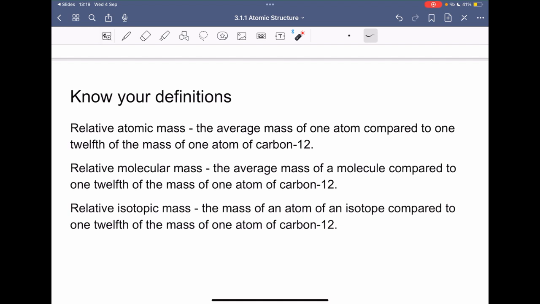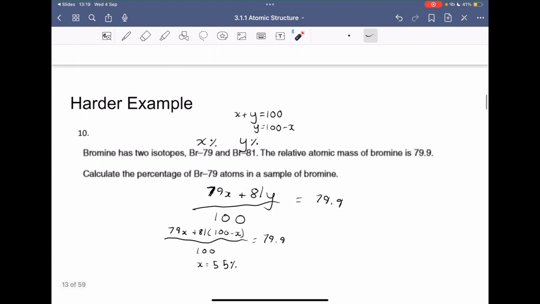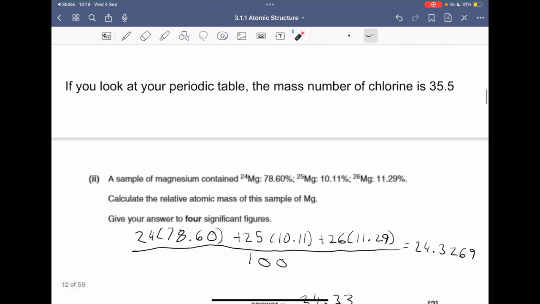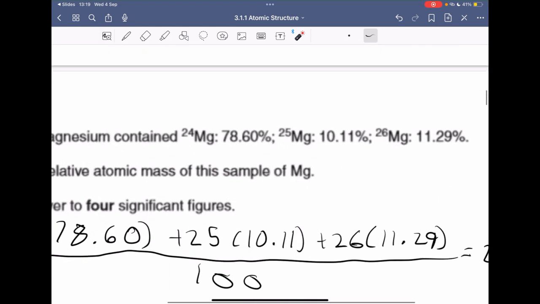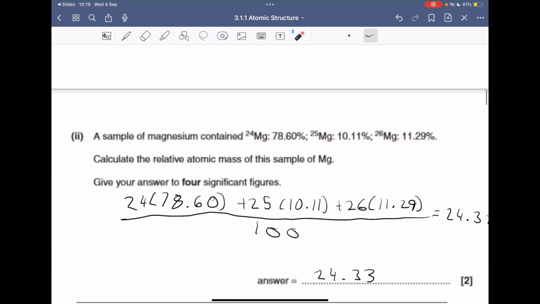Okay, before we finish off in this video, I've written down these three definitions that you should really remember. I'm going to explain what they mean so that it's easier to memorize instead of just memorizing a bunch of text. The first one: the average mass of one atom compared to 1/12 of the mass of carbon-12. The average mass of one atom basically just means what we've done here. We've got all the different isotopes and we've worked out an average for one atom.